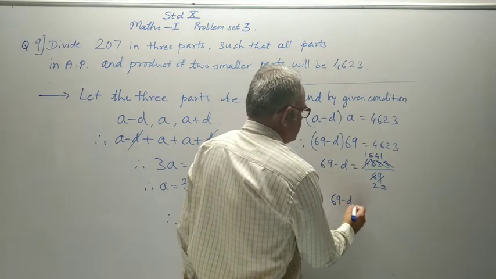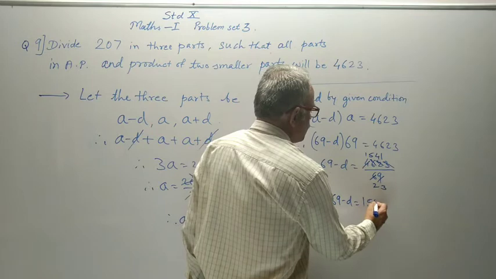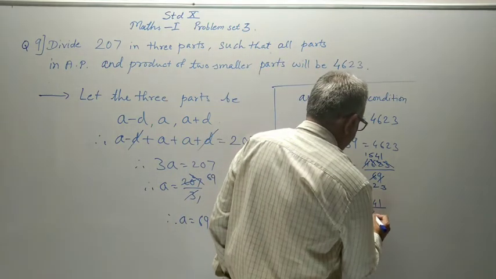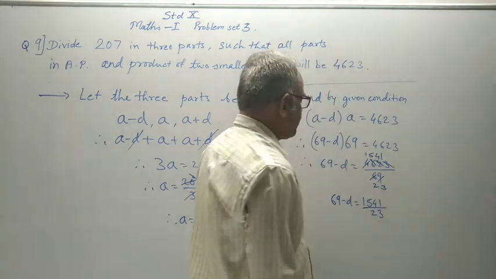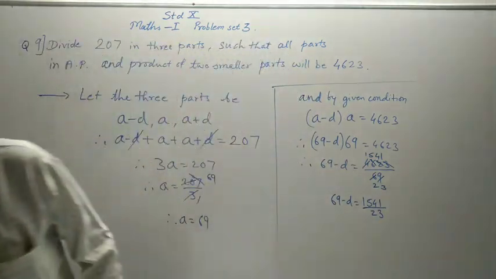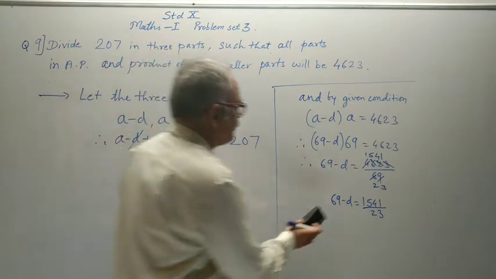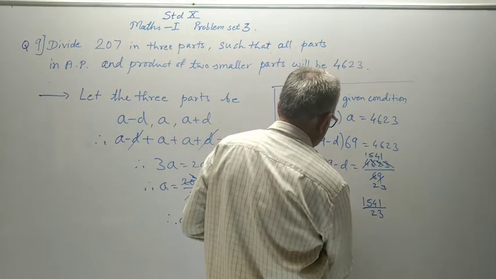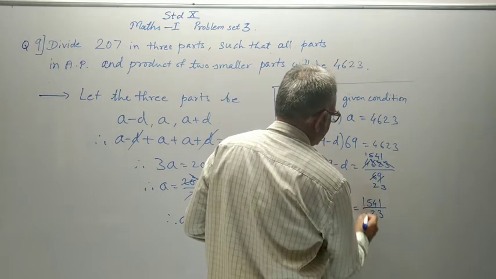69 minus D is equal to 1541 upon 23. Now you must know the 23 table, then only you can be able to solve it. You can solve only if you know the table of 23.